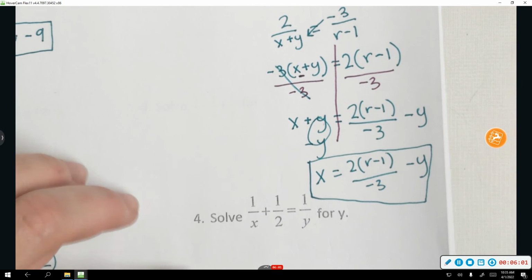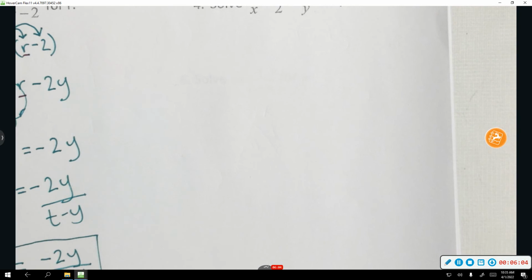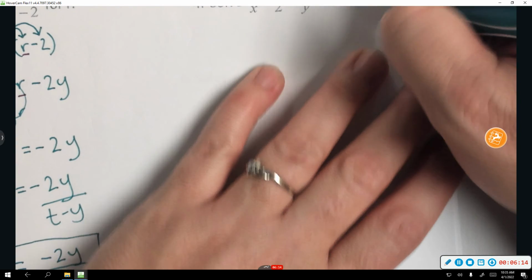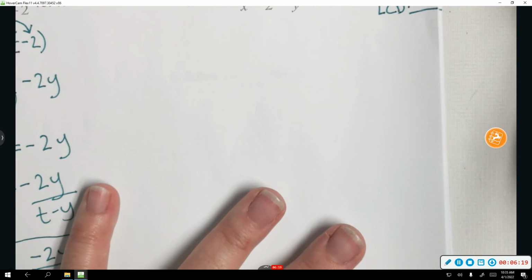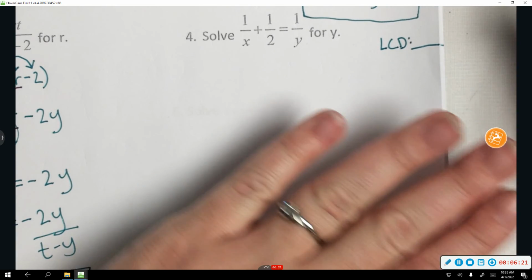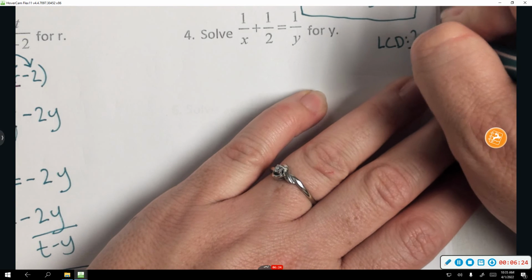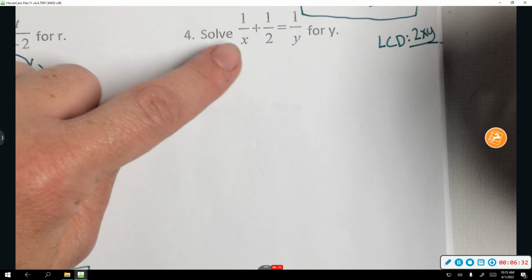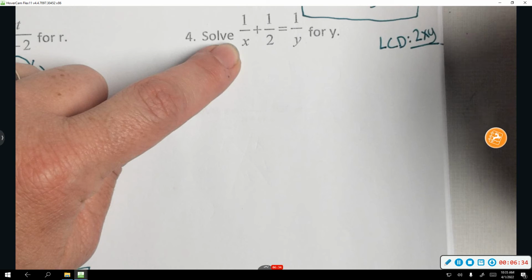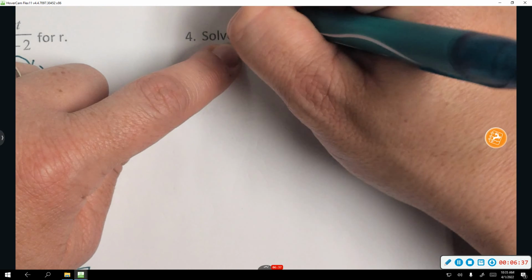Okay, last one. Now, can we cross multiply on this one? No, why not? Because there's 3 fractions, there's not just 2, so we can't put 1 on each side and cross multiply. But what do I need then to get rid of my fractions? What is my common denominator going to be? Yeah, it's going to be 2xy, right? Just all 3 of them multiplied together. Well, this one already has an x, so what is it missing? 2y. So I'm going to multiply 2y, 2y.